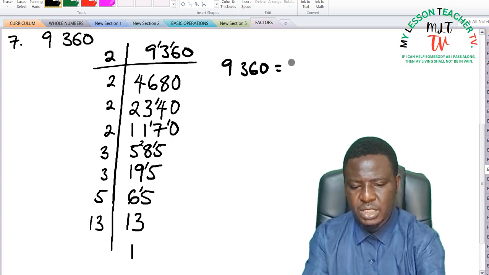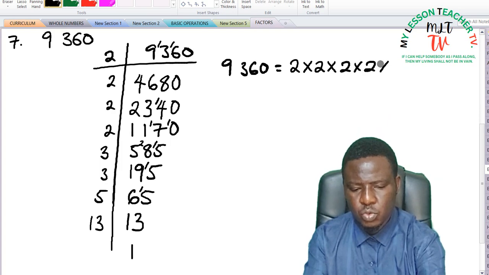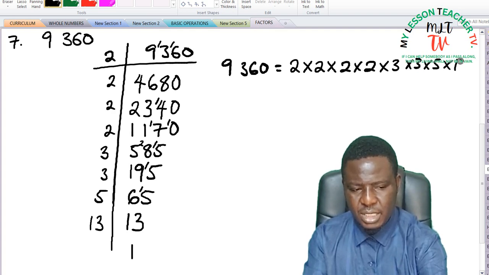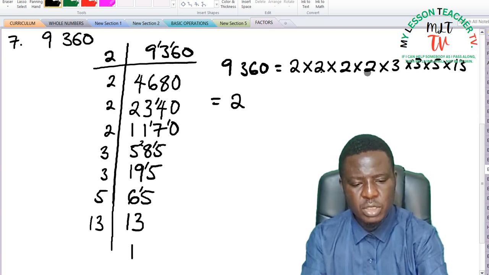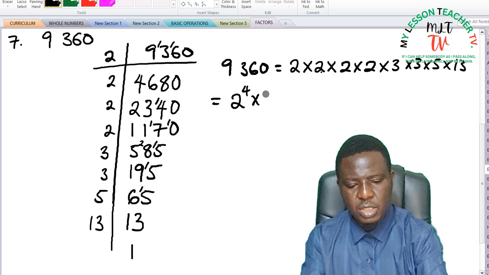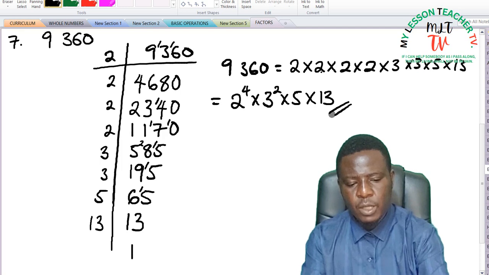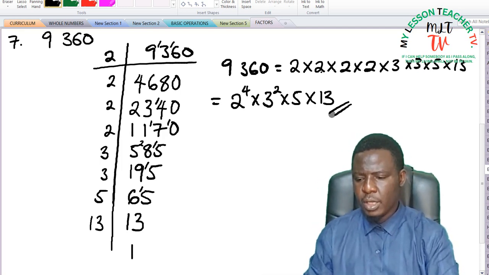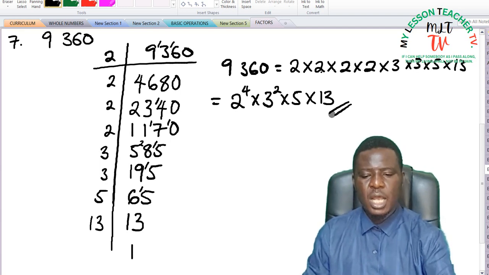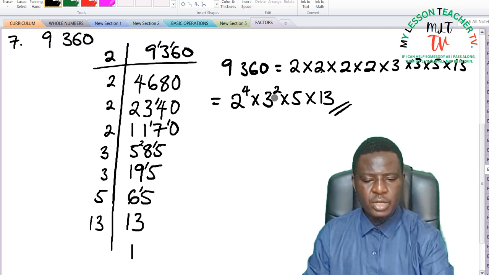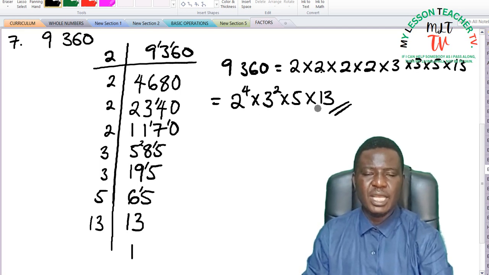9,360 can be expressed as 2 times 2 times 2 times 2 times 3 times 3 times 5 times 13, which in index form is written as 2 raised to the power of 4 times 3 squared times 5 times 13. So in index notation, 9,360 can be expressed as a product of its prime factors as 2 raised to the power of 4 times 3 raised to the power of 2 times 5 times 13.